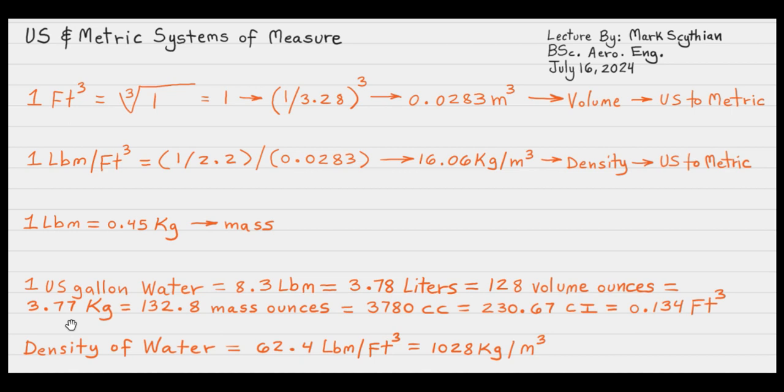So again, we have another value for density of water, 62.4 pounds per cubic foot. This is synonymous with 1028 kilograms per cubic meter volume. That's the density of water in a metric system. For practicality, in the kilograms per cubic meter rather than the grams per cubic centimeter.